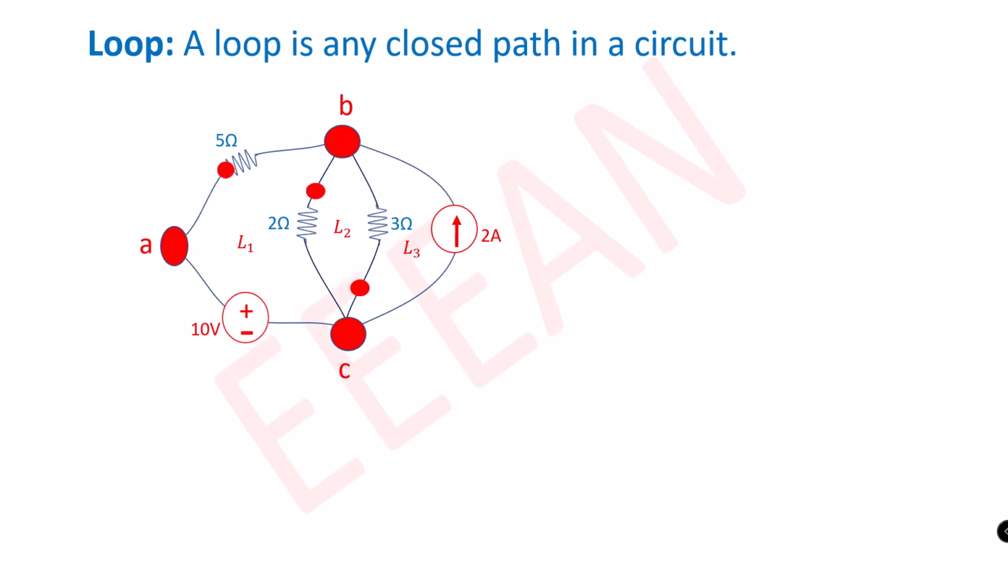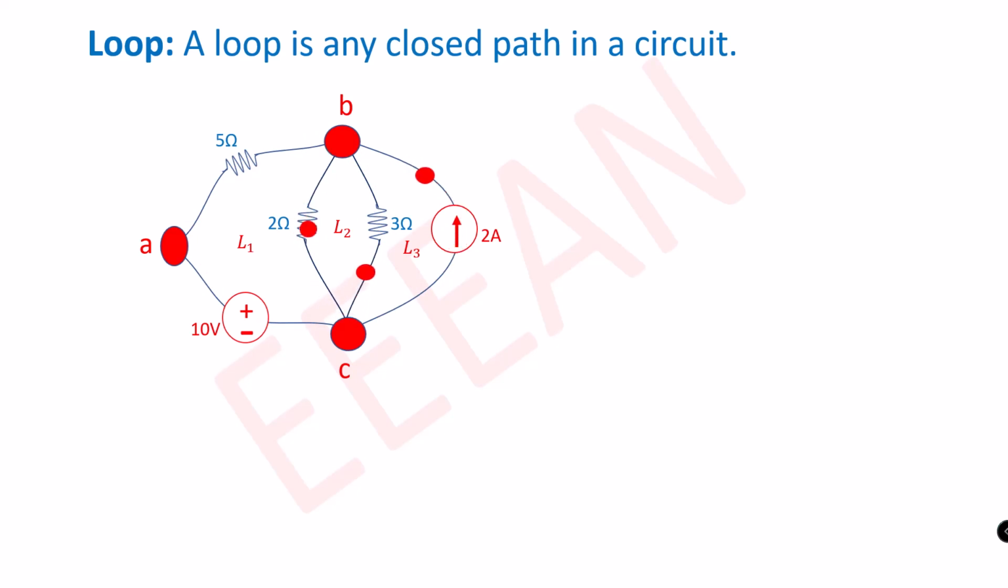Look at this first loop L1. In this loop the current starts flowing from the node A, then goes to node B, C and finally it comes to the starting node A. That's it, it completes a loop. A similar thing happens in loop 2 and loop 3. In these loops, the current starts flowing from a node and after rotating it comes back to the starting node.